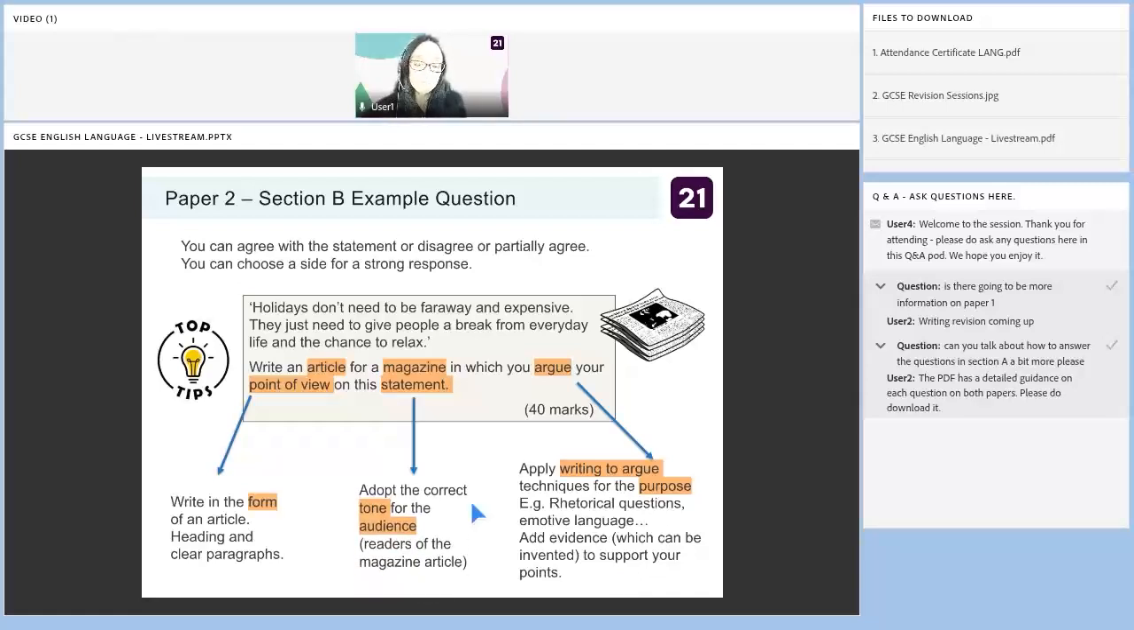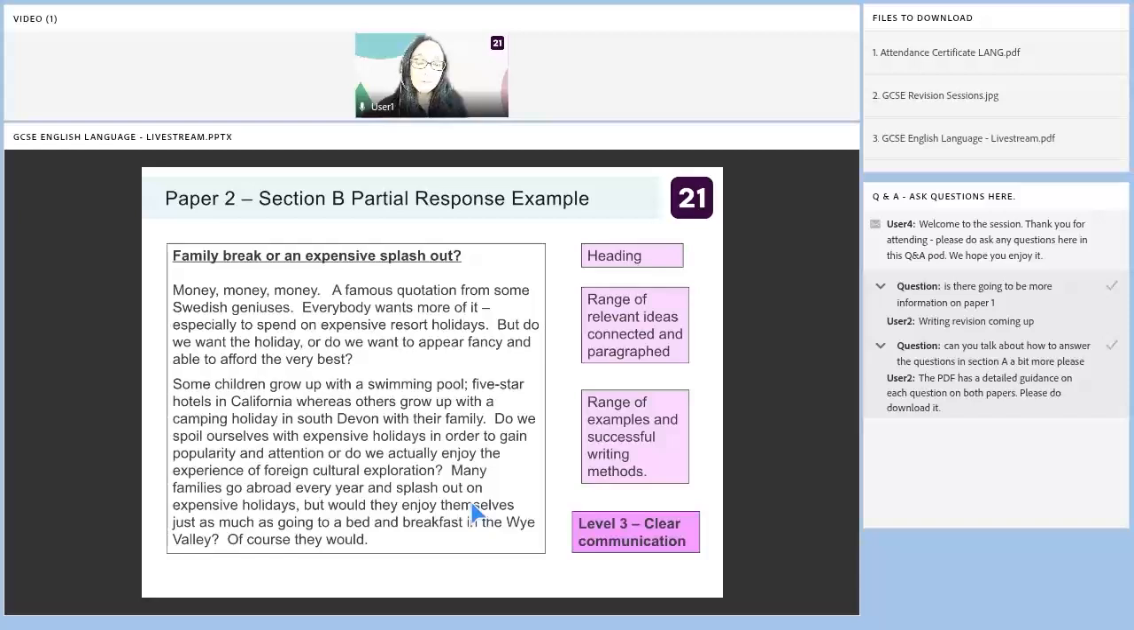You also need to make sure that you're using the correct tone for the audience. In this case, it's readers of the magazine article, so it's a wide audience. I would still try to keep your writing fairly formal and make sure that you write enough. A good range is what the examiner is looking for at level 3. So let's have a look at an example. I'm not going to read this. It is available in the PDF in the file pod in the top right-hand corner.